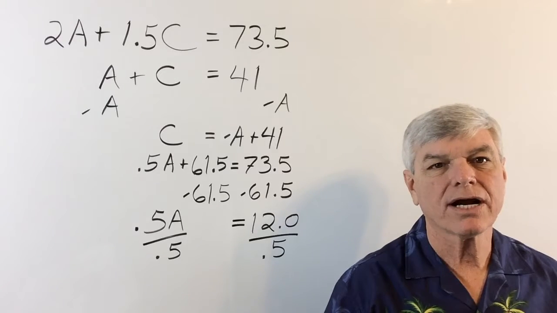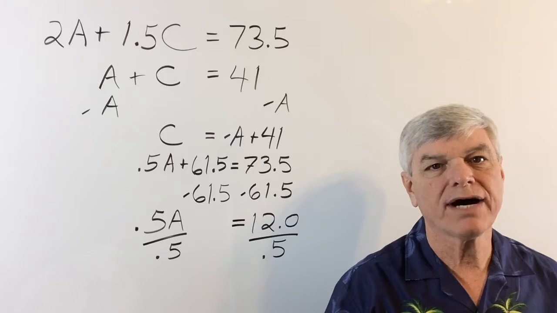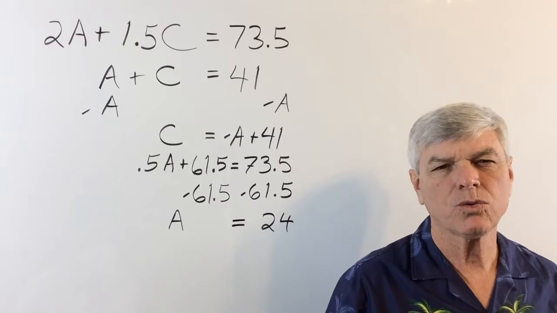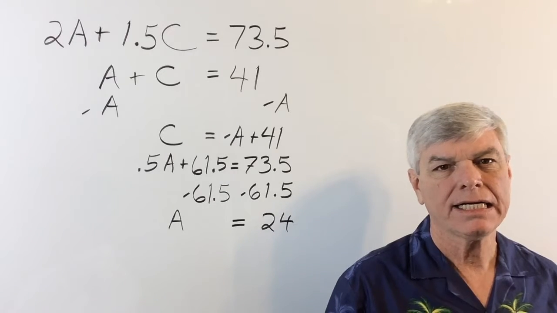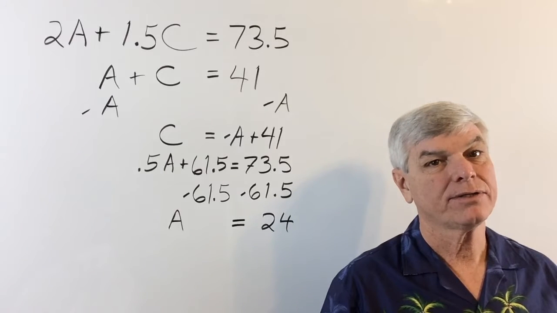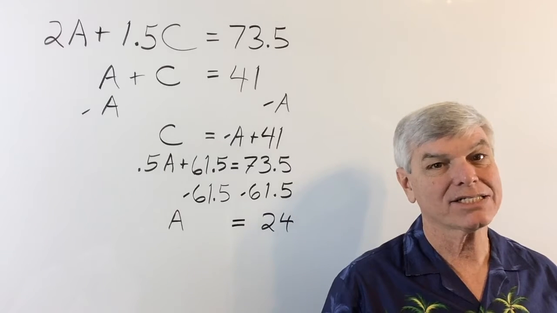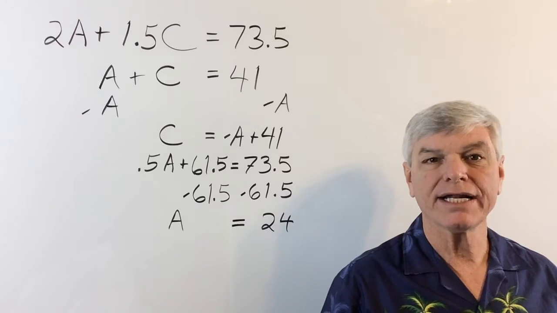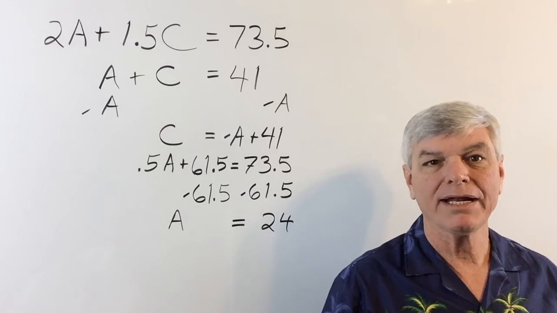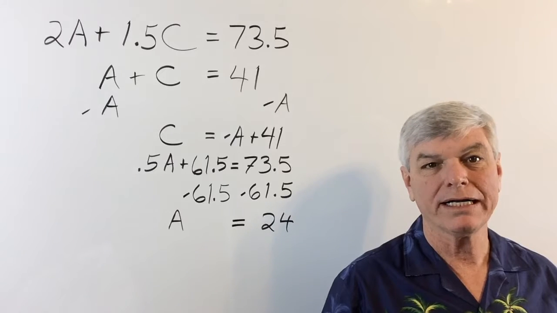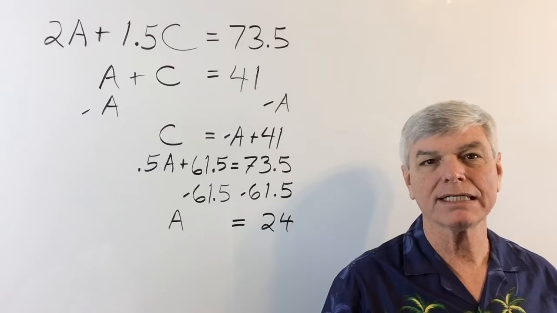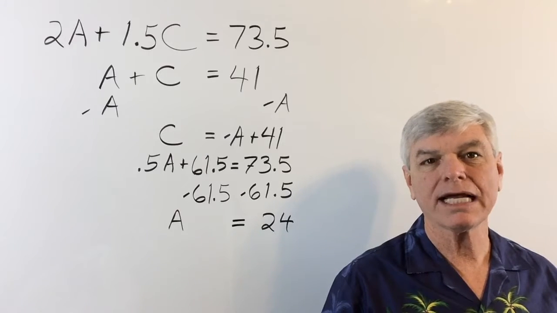And that will isolate our A, and 12 divided by 0.5 is 24. Is 24. Wait a second, it was 12 when we divided it. You're not used to that, are you? When you divide a number, it gets smaller. That's what you're used to. That's not always true. If you divide a number by a number less than 1, you're going to actually get a bigger number. So be careful when you do that, because it'll seem like you're making a mistake.